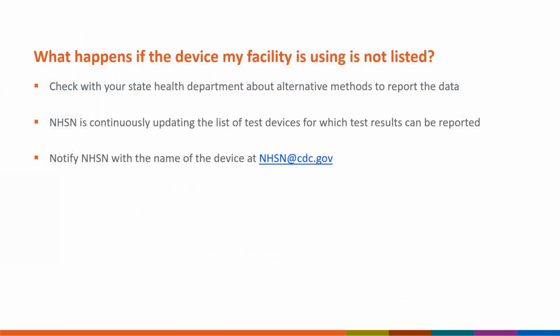So a question we get sometimes is, what happens if the device that my facility is using is not listed in the application? This should be an extremely rare circumstance, as NHSN is constantly updating the list of devices. However, should it occur, check with your state health department about an alternative method to report those results until the device is added in NHSN. You can also send NHSN an email to notify us about the device.